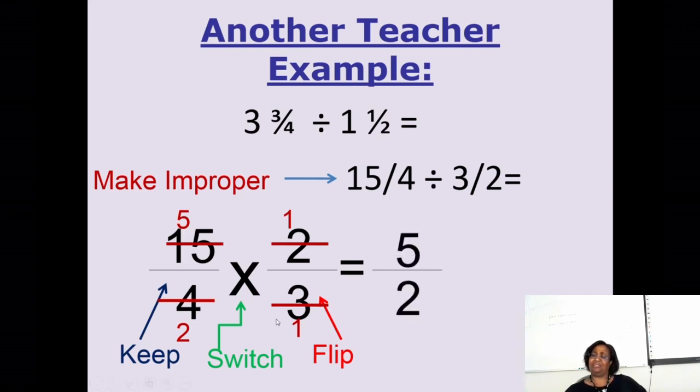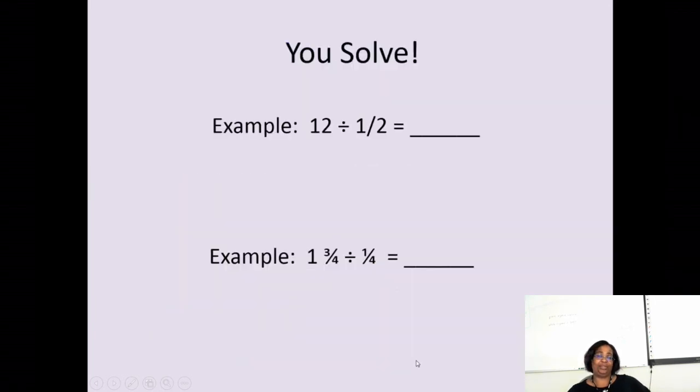Can I leave my answer as 5 over 2? So what is that? 2.5. Divide 2 into 5, and you're going to get 2.5. Any questions on this one where I had 2 mixed numbers? Nope. Okay. All right, your turn. Do these 2 problems, and I'd like 2 people to come up and put their answer on the board.